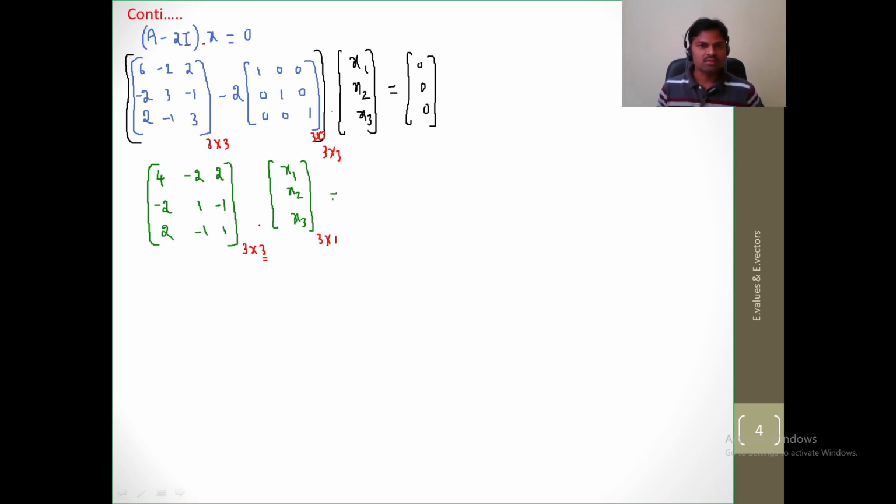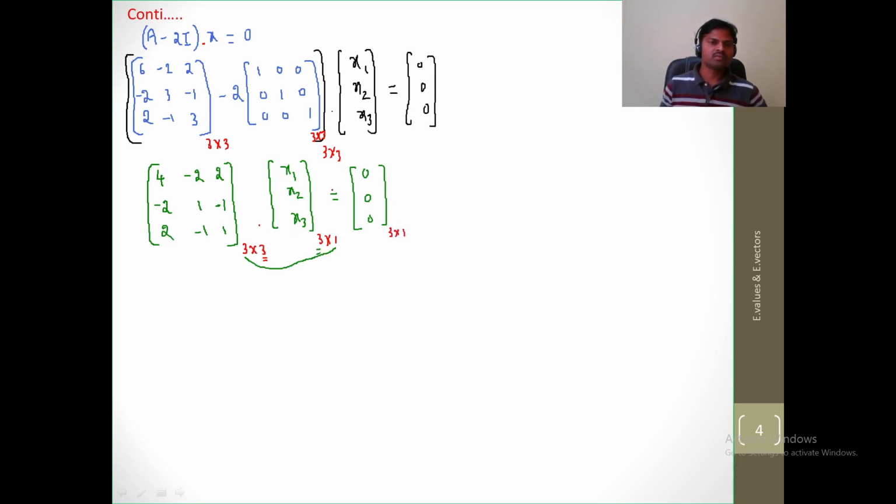And this is equal to the resultant matrix. What is its order? Number of columns of the first matrix is equal to number of rows of the second matrix, then the resultant matrix order must be 3 by 1. That's why this is 3 by 1.